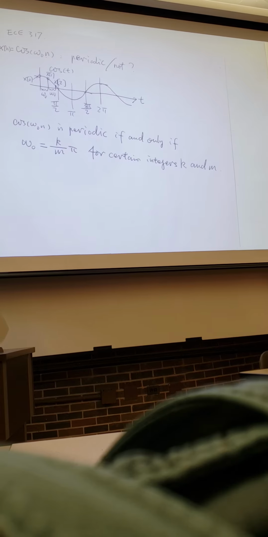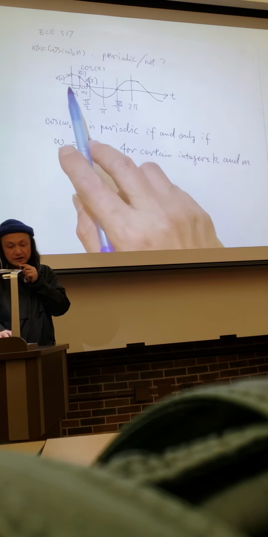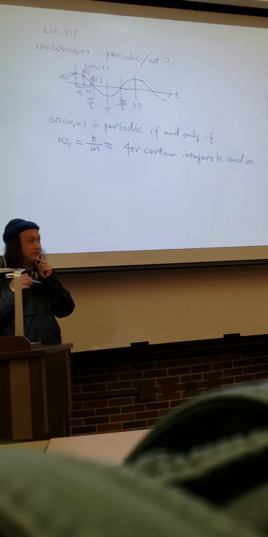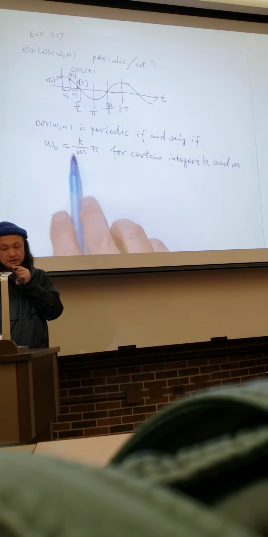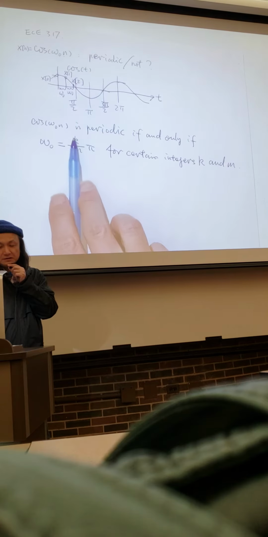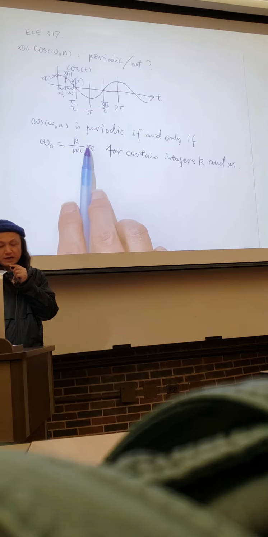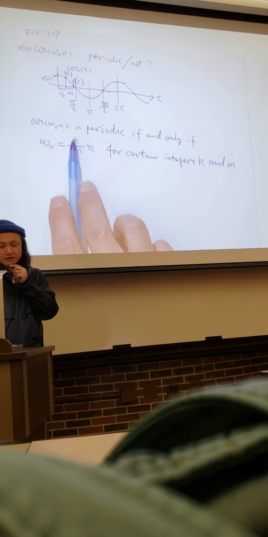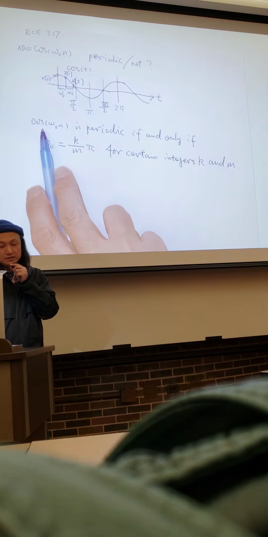Okay. So that means the value can repeat. This is the case where the value can repeat. If you cannot write omega naught in this way, as a fraction, a rational number times pi, then this one is not periodic.